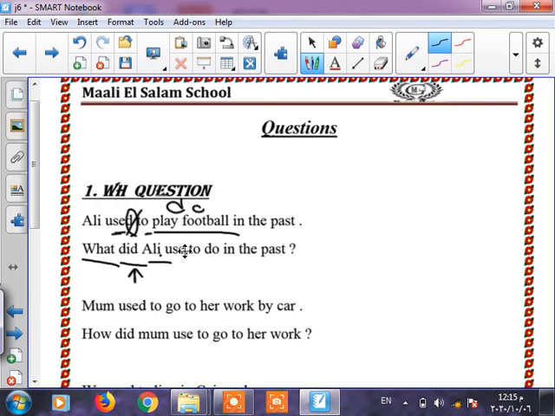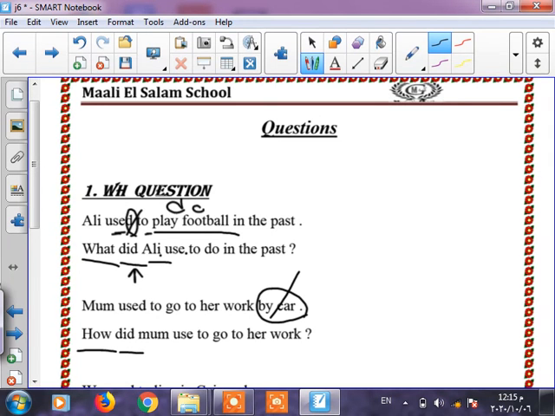Now, make questions. Look at number 1. I used to smoke in the past. I need here to form a question. Here, I need to ask about the action. I used to do what? To smoke in the past. When I ask about the action, I ask with what. And after that, I put the helping verb. What is the helping verb here? Do? Wrong. Because the verb here used is in the past, so I put did.